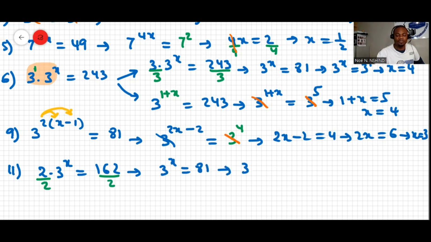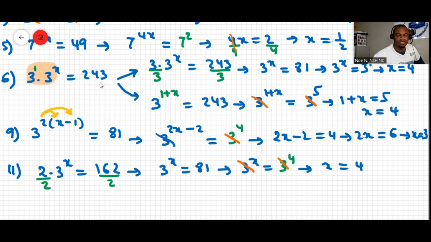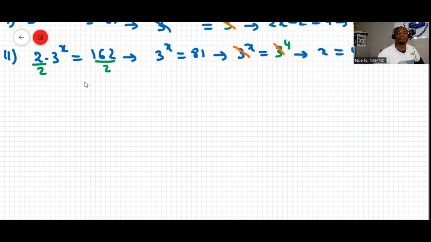Now, 3 to the x equal to 81, which is the same as 3 to the power 4. Then this implies that x will be equal to 4. Okay. Same way we can do question 12, and then let's do 13.